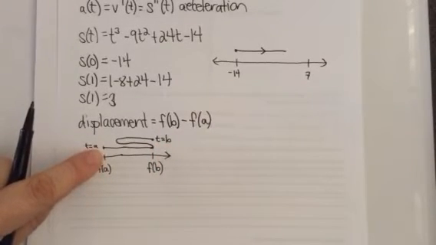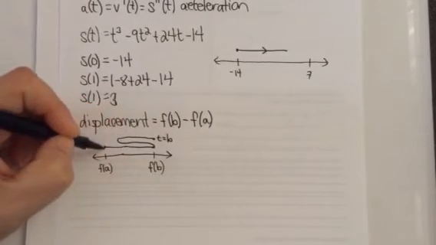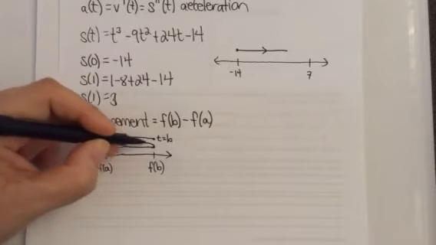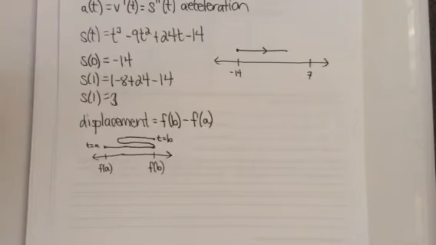That is not often what I want. More often, I want to know exactly what I traveled. So I need to find the length of this, plus the length of this, plus the length of this, to get the distance traveled. And we'll talk about how to do that.